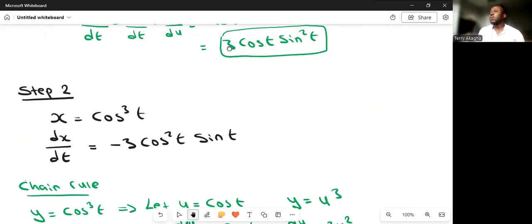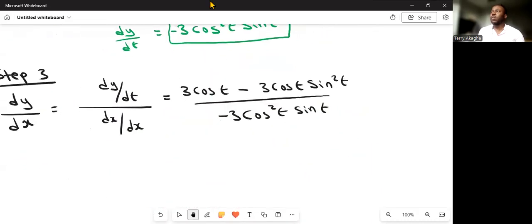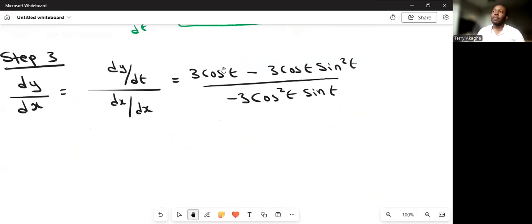All right, so let's go now. So we've gotten our dy over dx. Like I always tell students, if you want to, you can stop there. But if you want to, you can also simplify.